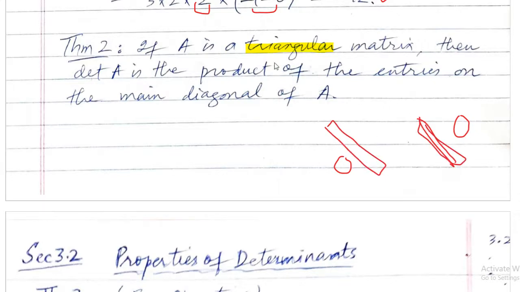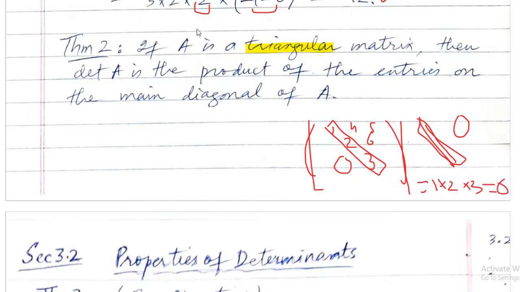What is the benefit? If you have a triangular matrix, then the determinant is just the product of the entries on the diagonal. Let's say there are entries on the diagonal 1 2 3, then the determinant of this, no matter what is written here, 4 5 6, whatever is written, if it is a triangular matrix, the determinant is nothing but the multiplication of the diagonal entries, 1 into 2 into 3. That's it. Okay, so the answer will be 6. See how easy it is to find the determinant of a triangular matrix.